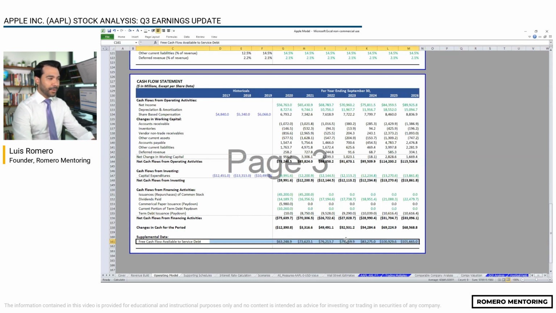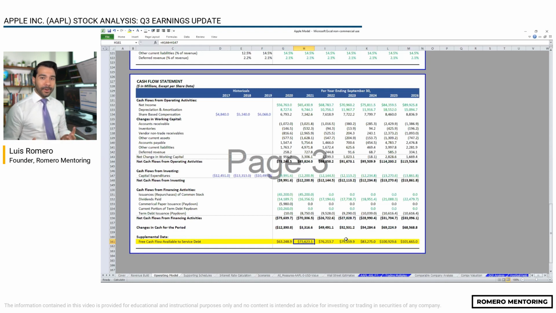Look how much free cash flow Apple is generating. I mean, look at this. In 2020, this model, based on Wall Street estimates, is projected to generate $63 billion in free cash flow. The following year, $73 billion in free cash flow. I mean, think about that number. That number is bigger than some countries' GDP.